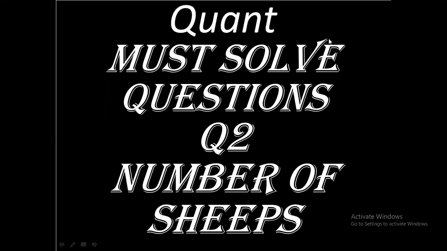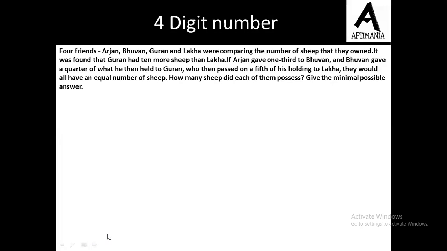Hello. In this video, we are going to discuss a question based on equations. The question is, there are four friends, Arjun, Bhuvan, Guran and Lakha. They were comparing the number of sheep that they owned. It was found that Guran had 10 more sheep than Lakha.